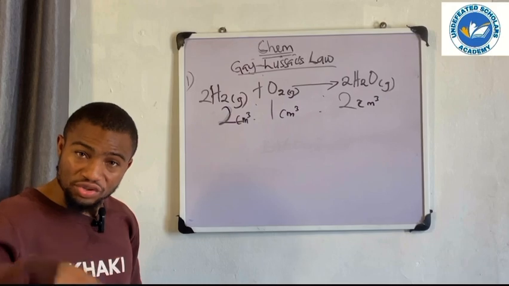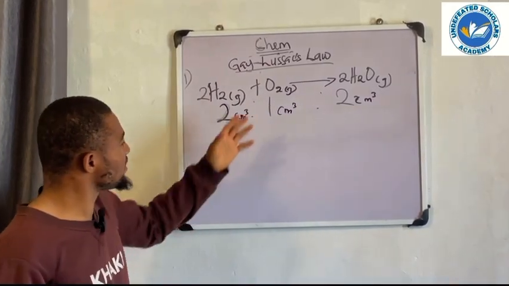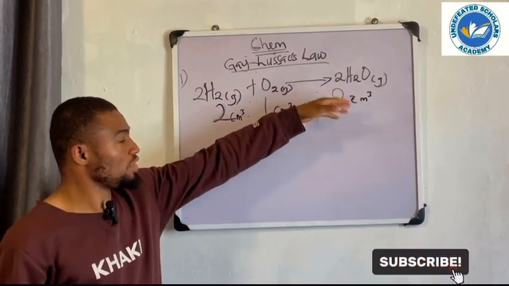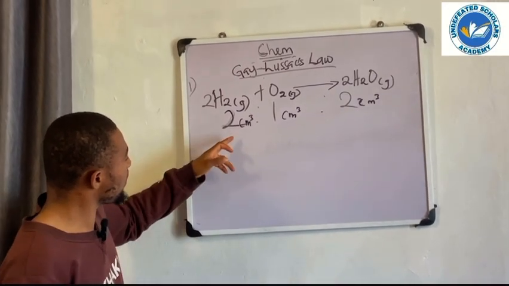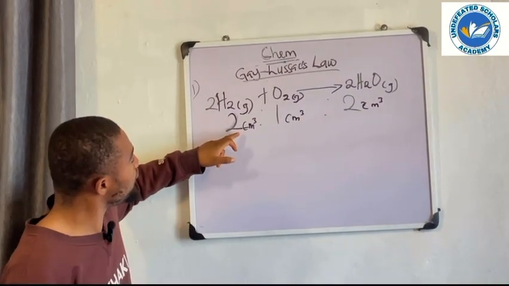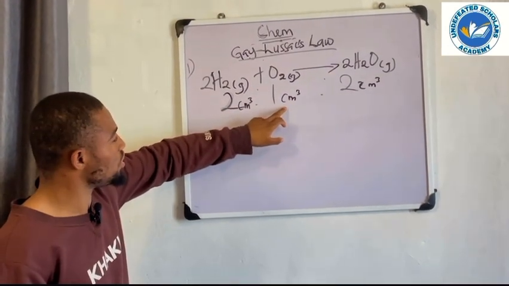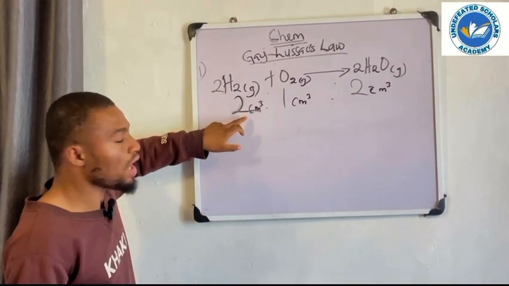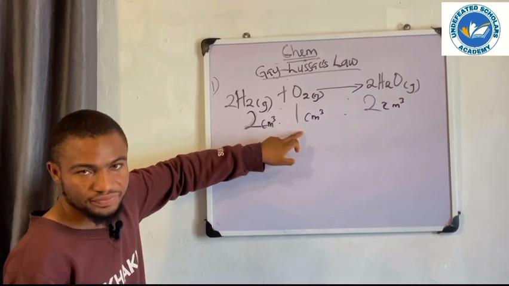Now, according to the question, 60 cm³ of hydrogen was packed with 20 cm³ of oxygen to give water. So you ask yourself, what does it mean? For every 2 cm³ of hydrogen, it requires 1 cm³ of oxygen. That means oxygen is always going to be half of hydrogen. Hydrogen is always going to be double of oxygen.